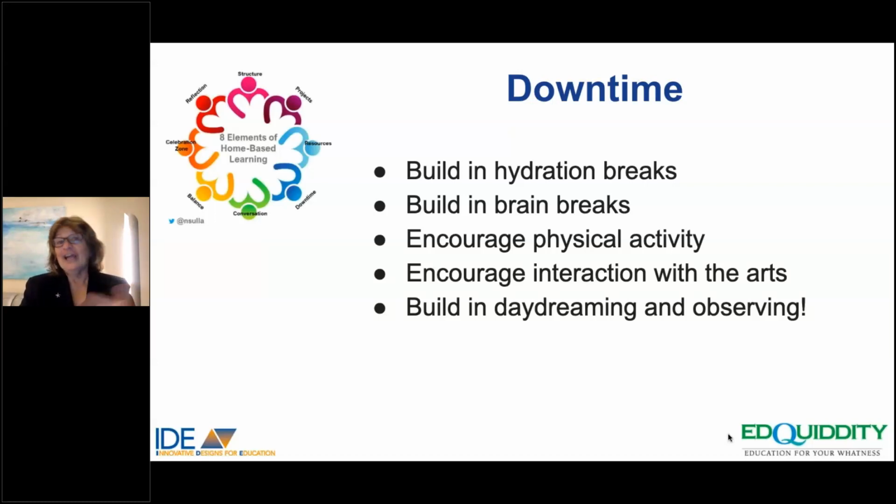Daydreaming and observing are activities that build the executive function skill of creativity, because creativity is an executive function skill. So for instance, having a student go to the window, look out and just observe. What do you see? Is there anyone out there walking a dog? Are there birds? Are there flowers? Leaves on trees? What are you observing? And after about 5 minutes of quiet observation, come back and write about it or share about it.